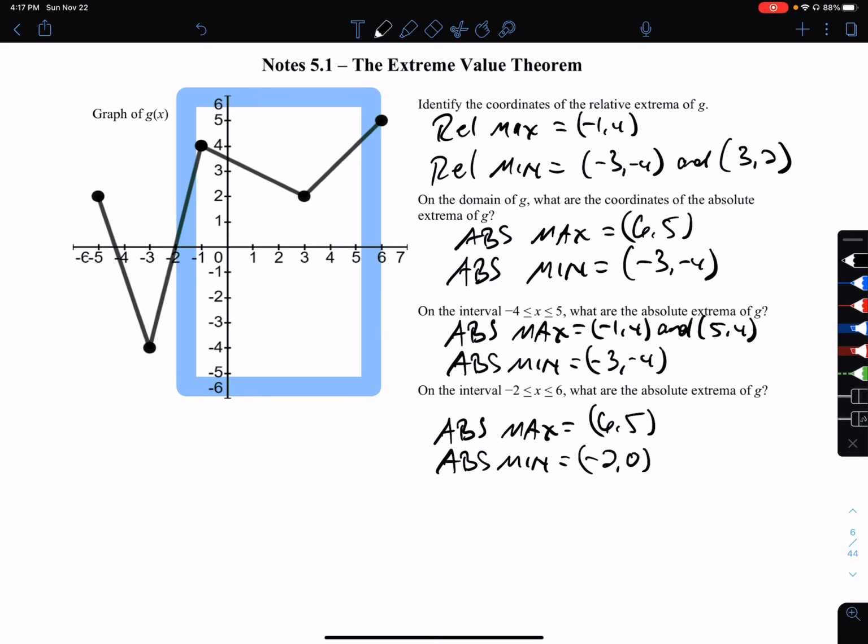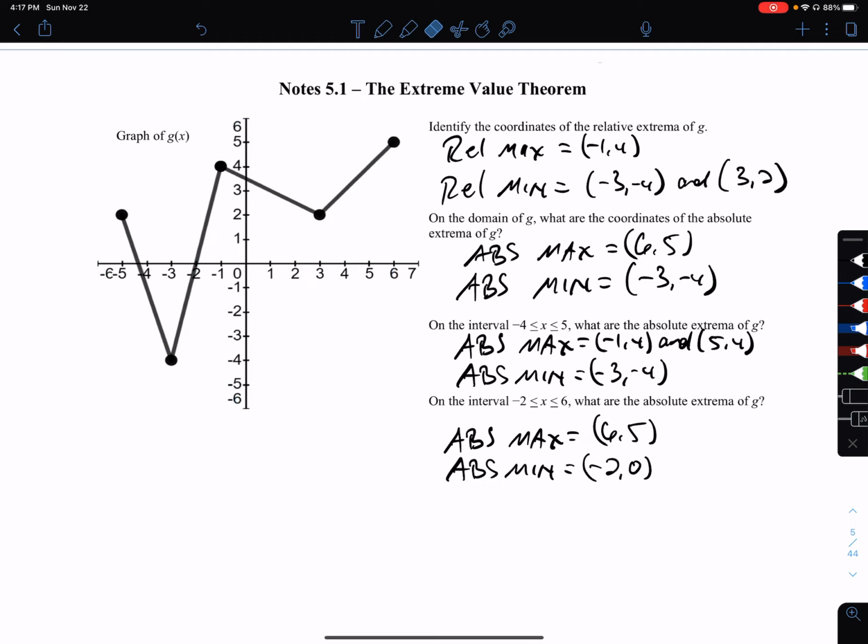So this was a review of absolute minimums and maximums, relative minimums and maximums. And one thing that you want to take away from this before we get into the extreme value theorem is that the absolute extrema could happen at relative extreme values, or they could happen at the endpoints of the domain. So that concludes the introduction, which is a review of relative and absolute extrema. In the next video, we will get into the extreme value theorem.